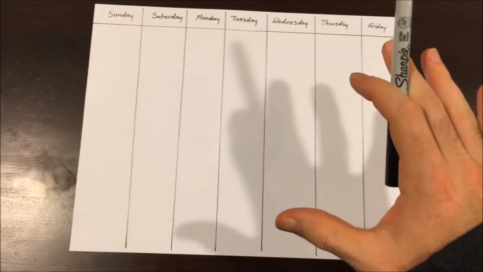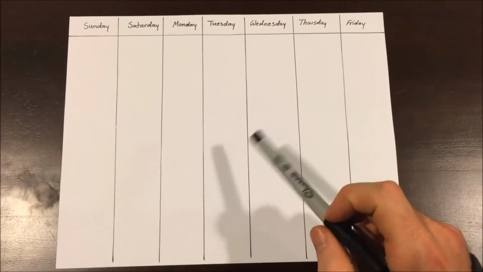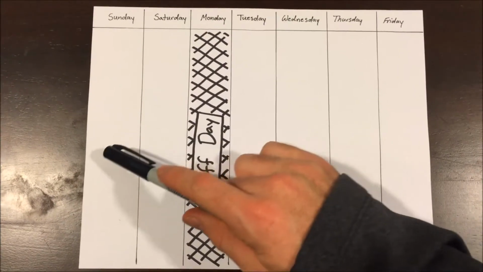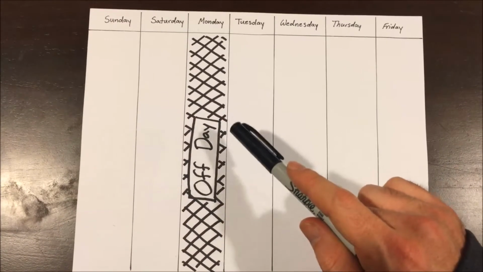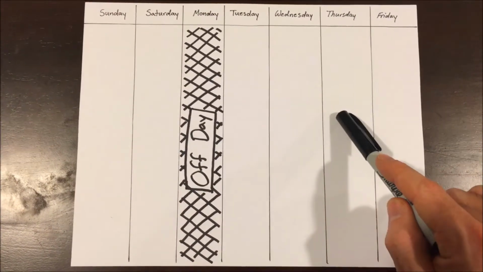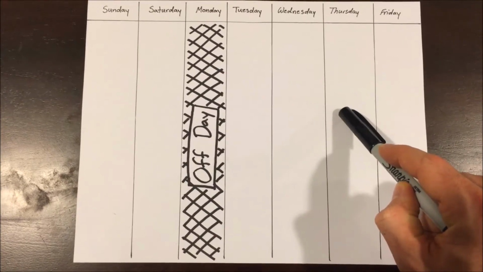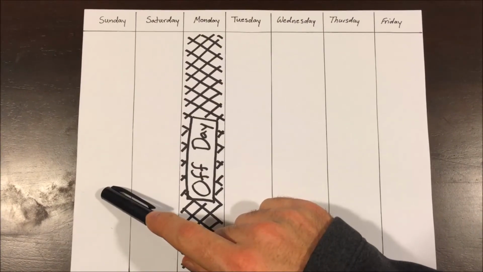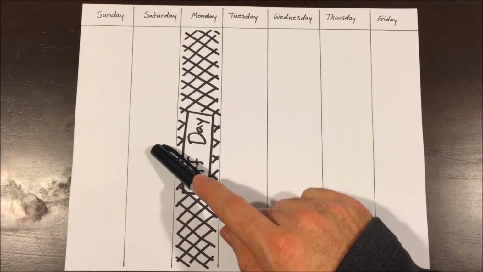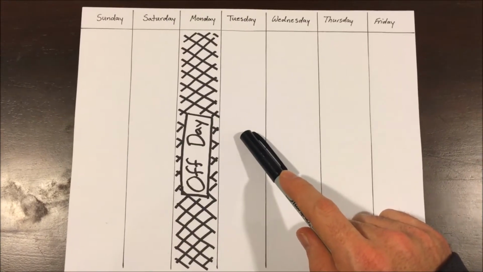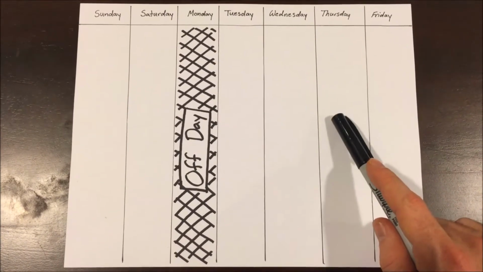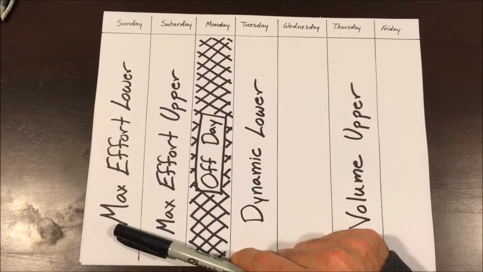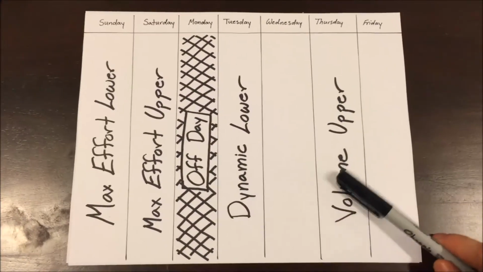Now here we have the template for the training week. Now Monday is going to be our off day. And then Sunday, Saturday, Tuesday, and Thursday are going to be our training days. And those are going to consist of a max effort lower day, a max effort upper day, a dynamic lower day, and a volume upper day. So here we have our main lifts for the week. Max effort lower, max effort upper, dynamic lower, volume upper.